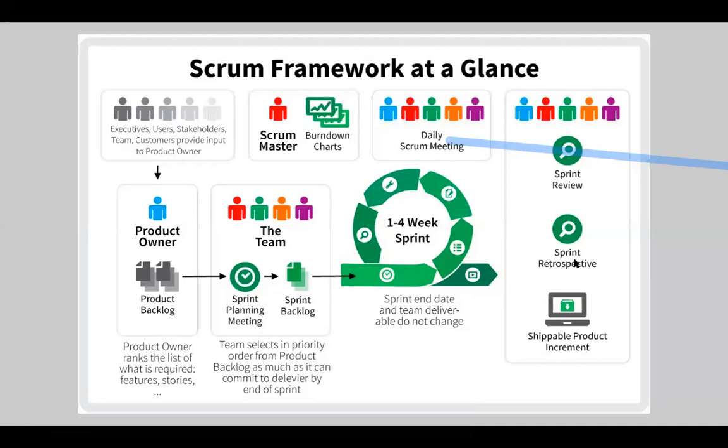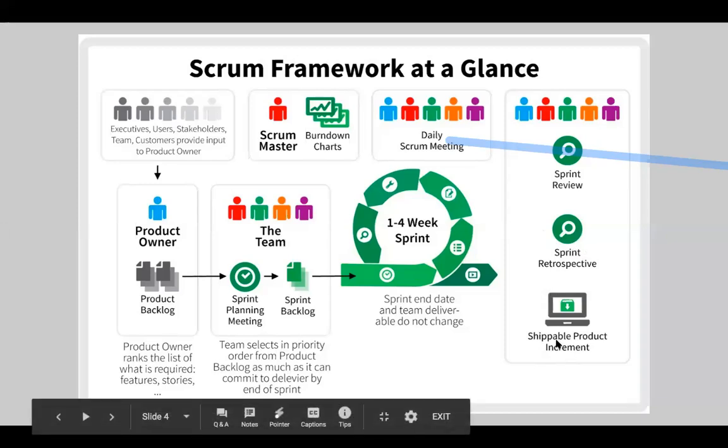And then there's the retrospective. This is just a meeting where everybody talks about how well the 2 weeks went. And then they have a tiny, we call it a SPI, or a shippable product increment. Meaning in 2 weeks, they developed the red button. The red button is what they ended with.